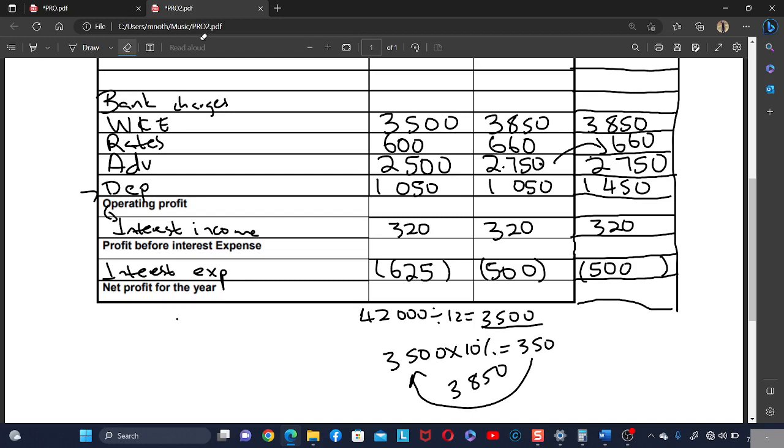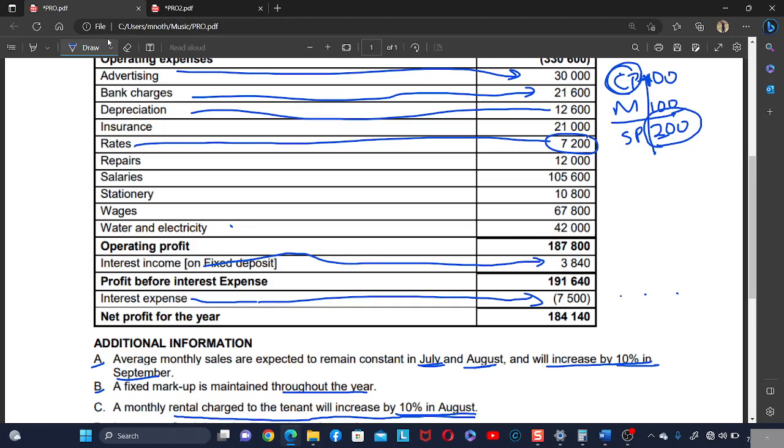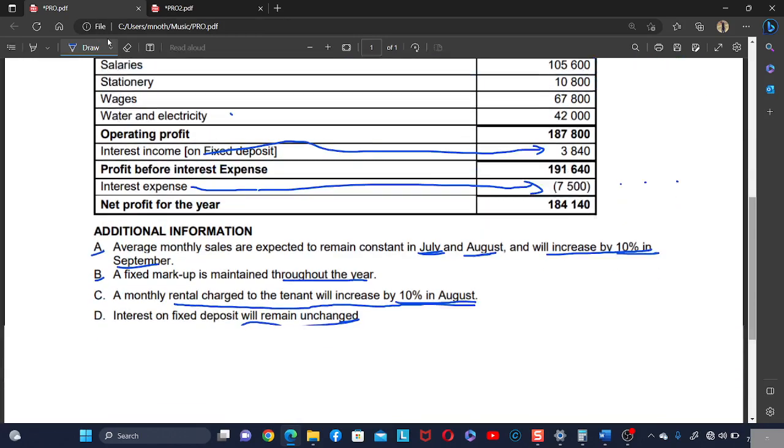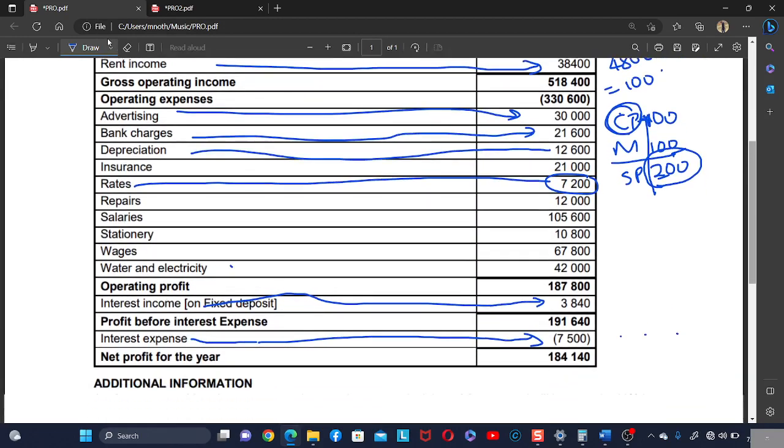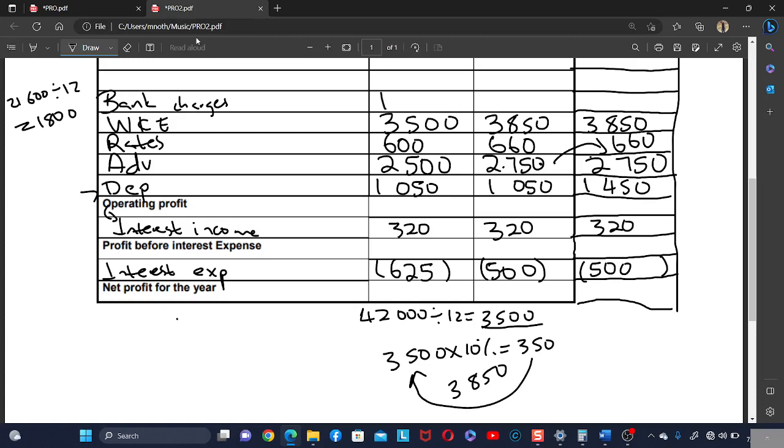Bank charges, they are 21,600. 21,600 divided by 12 is equal to 1,800. So we are told that all other expenses, they are expected to increase by 20% in September. So this means that all other expenses that were not affected by these adjustments, they will increase by 20%. So we know that the bank charges, they are 1.8 per month.